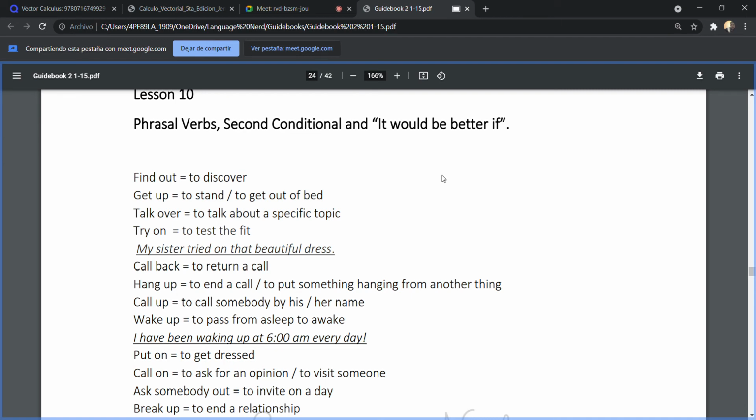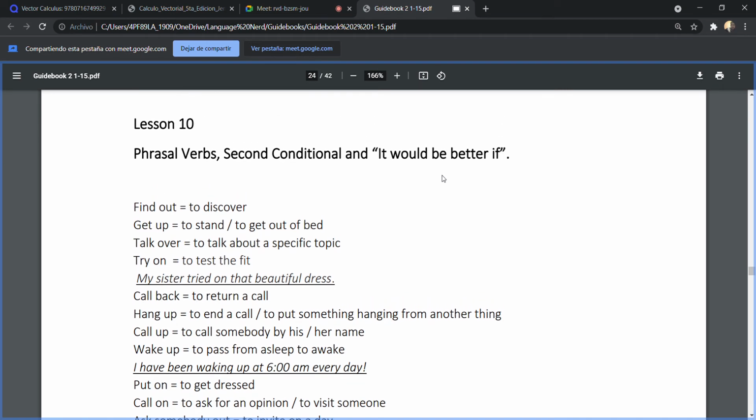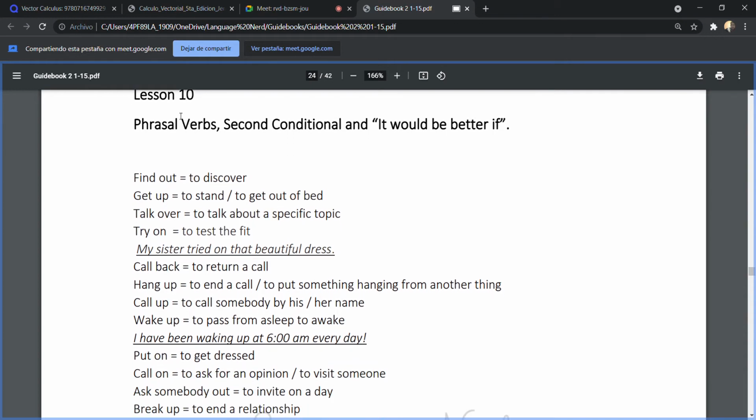Okay guys, so we are going to check now lesson 10. In this lesson we're going to check some phrasal verbs. I have already told you about these phrasal verbs the other day, so we're going to check them today. Then the second conditional, remember we checked the first conditional, now we're going to check the second, and also the would be better if. This is really similar to the second conditional, so it's not going to be difficult for you.